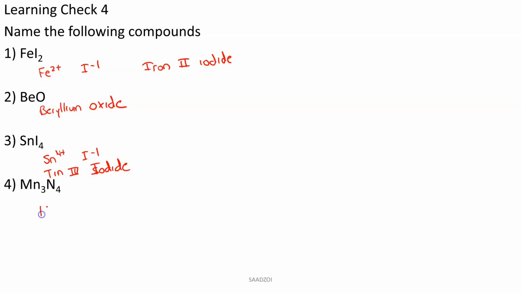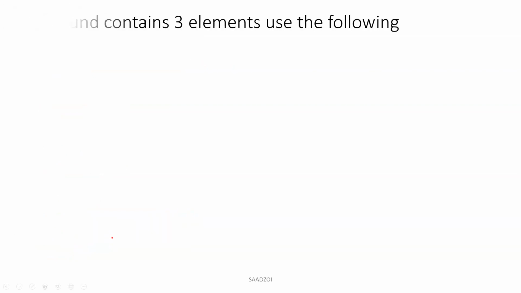On uncrisscross, Mn4 plus, N3 minus. Nitride is indeed negative 3, so it checks out. So it's just manganese 4, because positive 4, nitride. And the last one, no subscripts, so the charge of the cation is going to be the same as the anion, so it's going to be copper 1 iodide. That's nice when there's no subscripts.